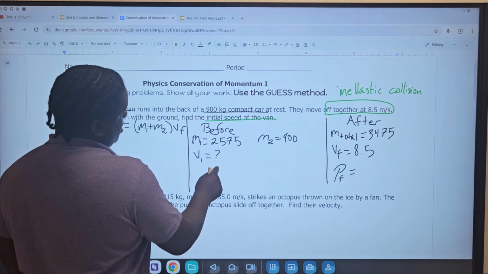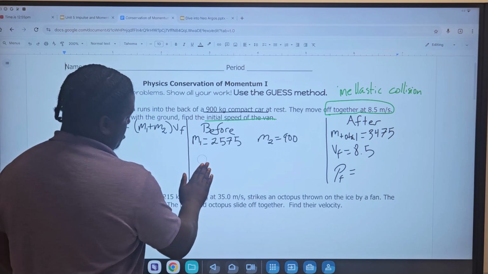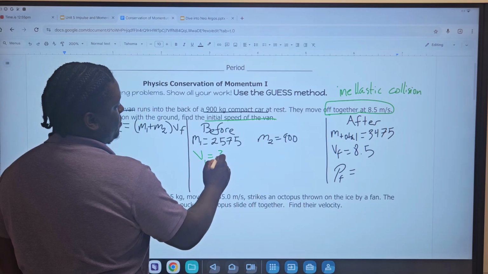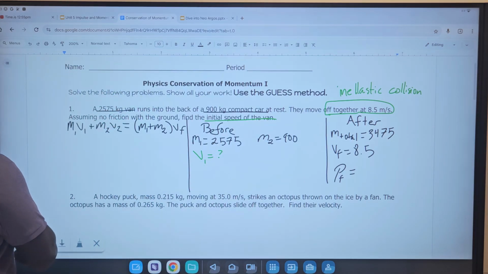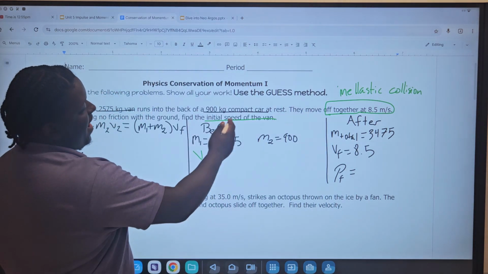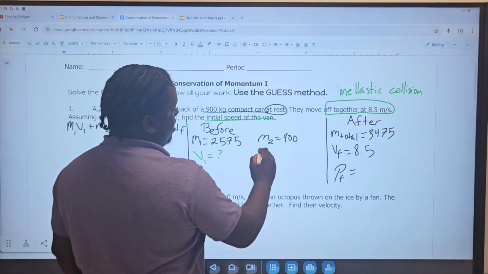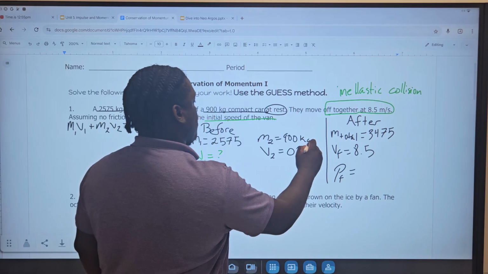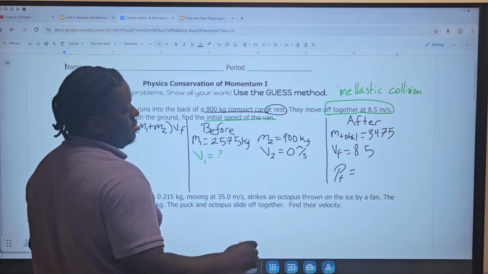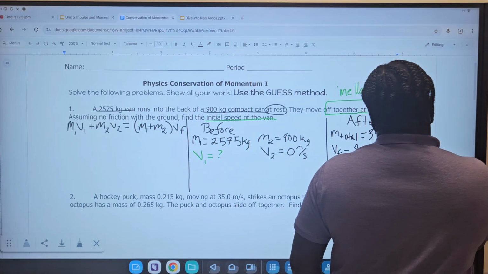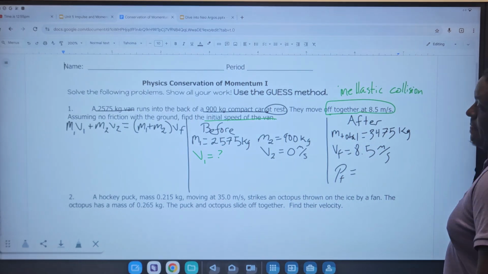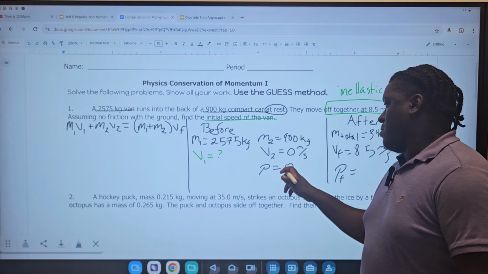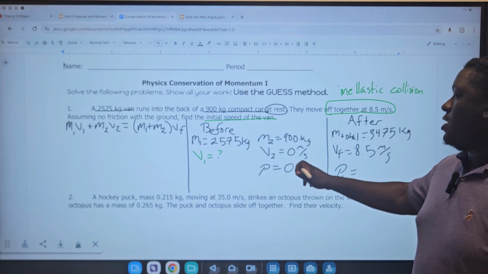That's our goal. v1 is our goal. v2, well, we know it because it says at rest. At rest means not moving. So that should be 0. Which means its momentum should be 0. Which is going to be important later.